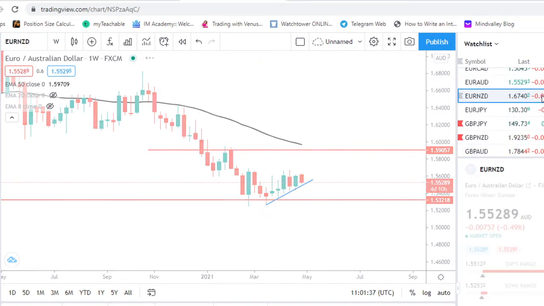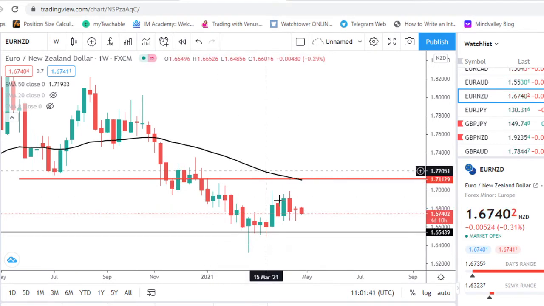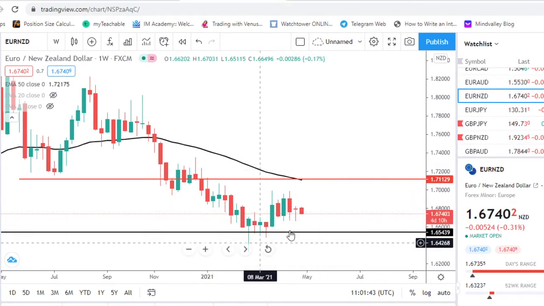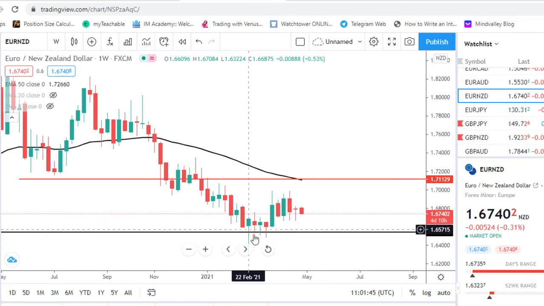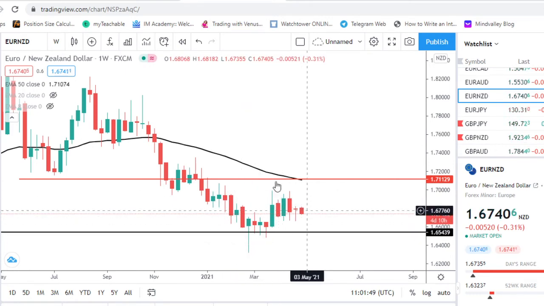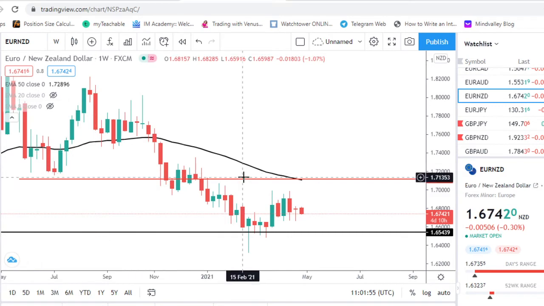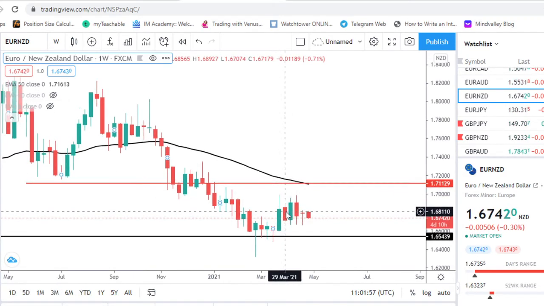And then we have Euro NZD, also more neutral bullish. It was pushing up from here, and then it's been consolidating around it. So it's still inside this consolidation. If we have it outside of the consolidation, we'll be looking to make a decision then.